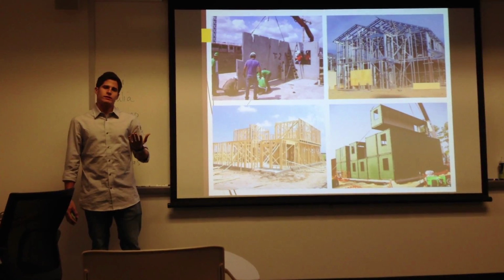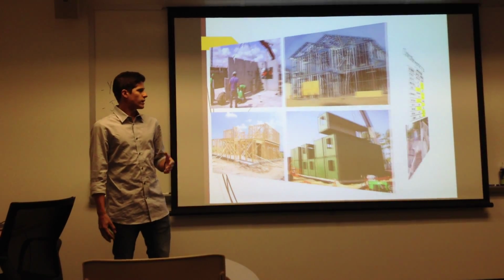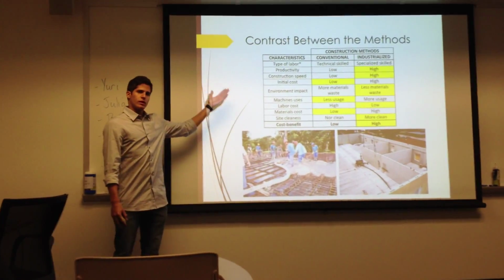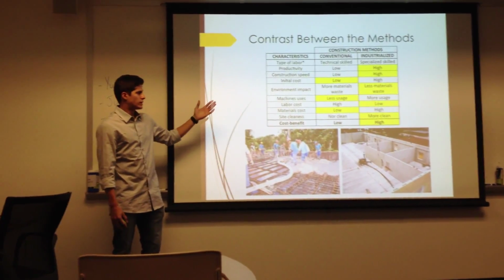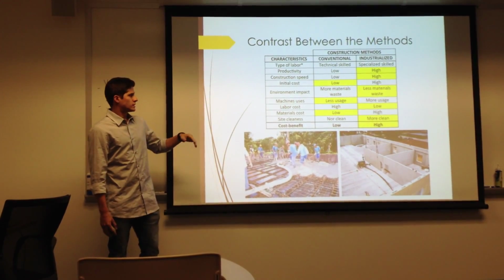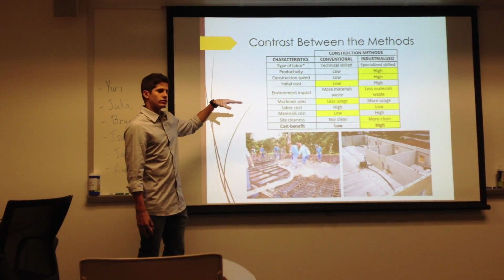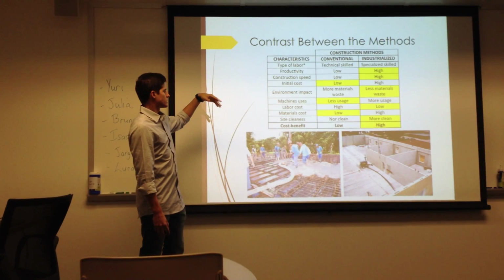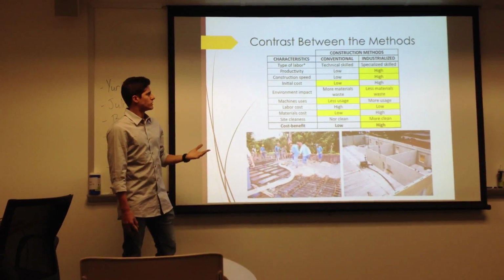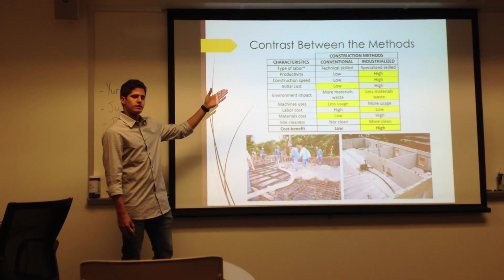Well, with that, we saw two different types of construction methods. Then we can make a contrast between those, in which I made a table highlighting some advantages and characteristics of each method. For instance, the yellow cells represent an advantage over the other construction method. So, for example, the industrialized construction method has a higher productivity in contrast to the conventional one, so the yellow cells represent an advantage.